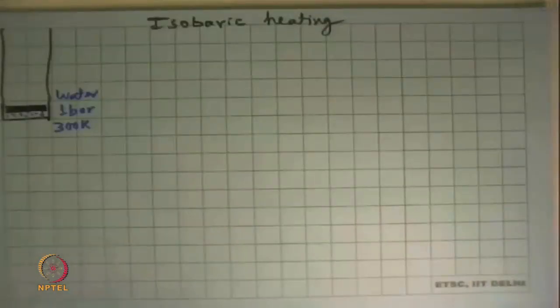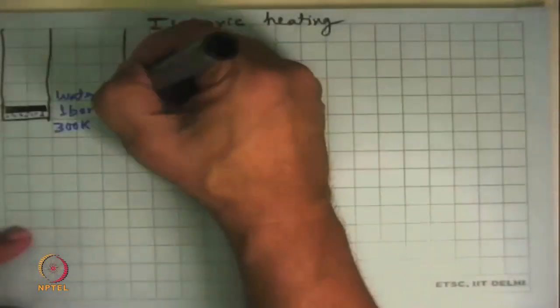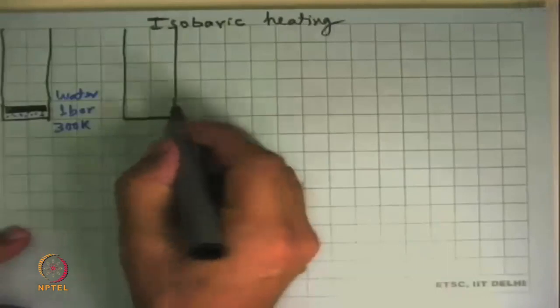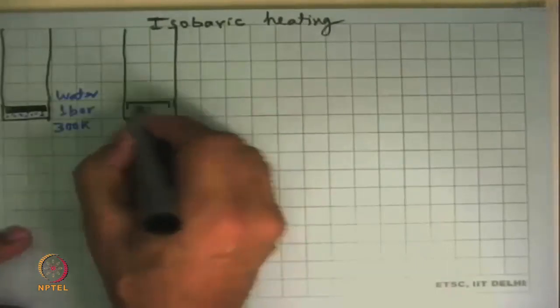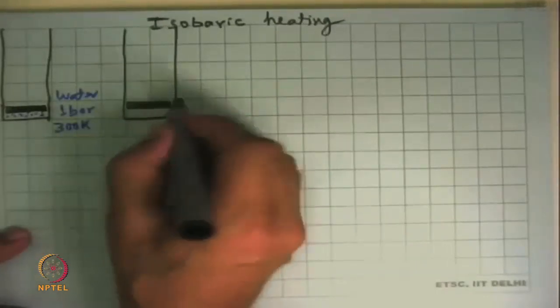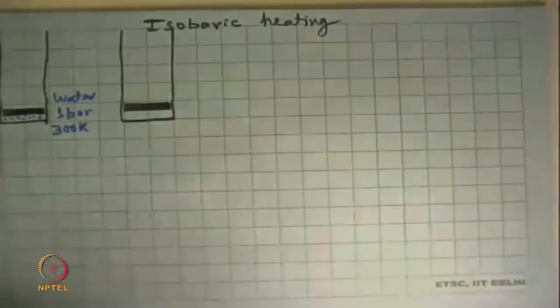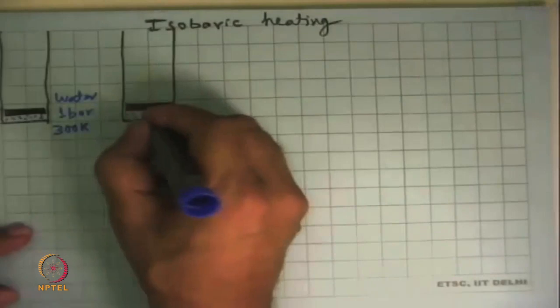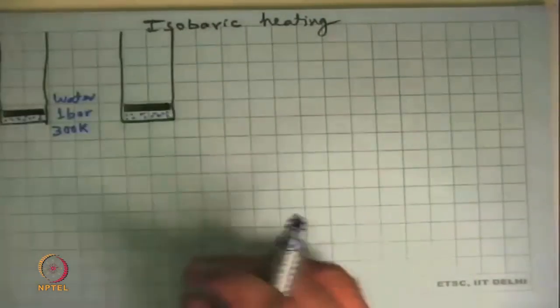Okay, the first case, we do a little bit of heating, and we know from experience nothing much is going to happen. Water expands a little bit. Thermal expansivity of water is something we have learnt in school. That comes into play, and because of that, this water has expanded a little bit.